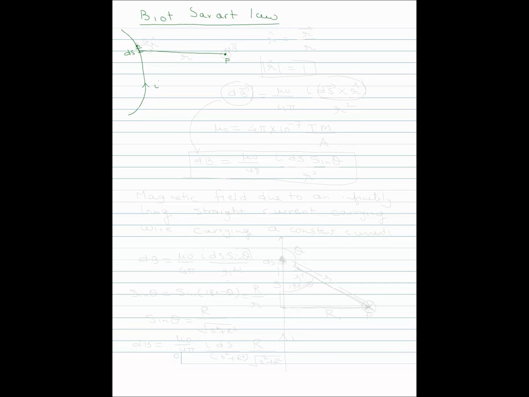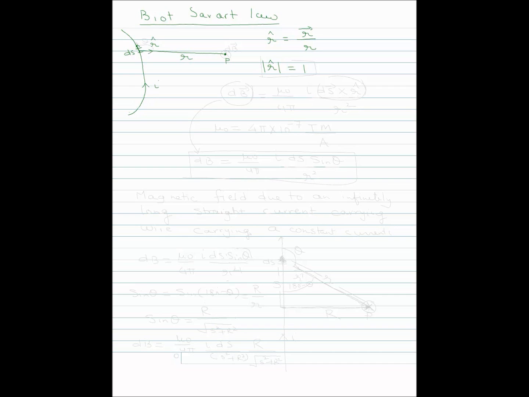Let's say that the distance between point P and this infinitesimal current element is r, and the vector from this ds to point P points in this direction, and let's say that the unit vector is r hat. So r hat is nothing but the vector r divided by the magnitude of that vector. So the magnitude of r hat is basically 1.